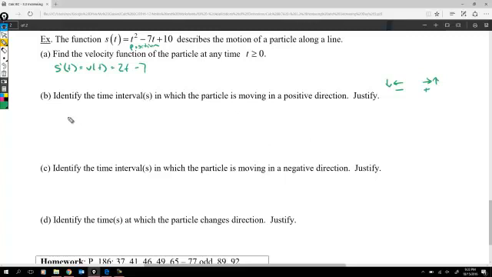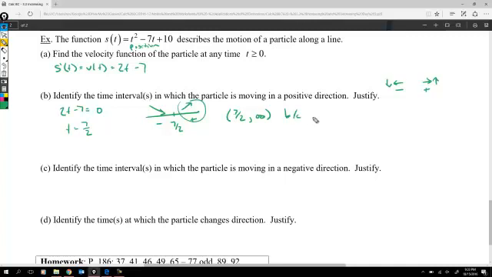Essentially all I need to do is figure out what my critical number is, and so if I set my derivative equal to 0 and solve, I'll get 7 halves. So I'll make a number line, 7 halves is my critical number. If you test any number less than 7 halves, you'll get negative. Anything over here is positive. It's asking when the particle is moving in a positive direction, meaning I want this interval over here. So it'll be from 7 halves to positive infinity.